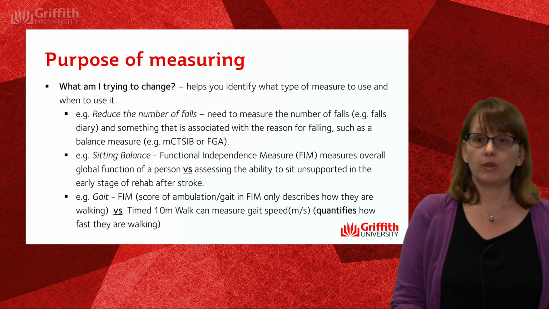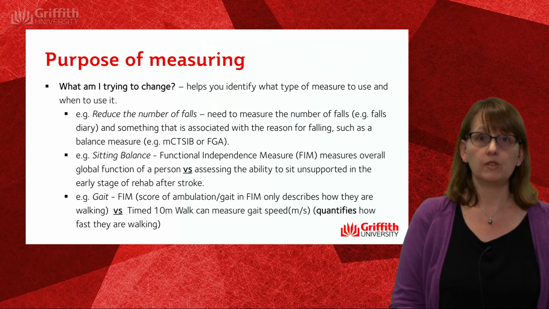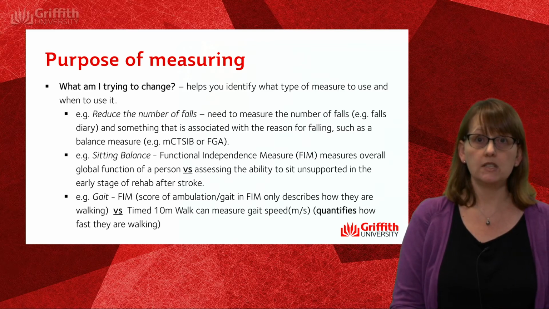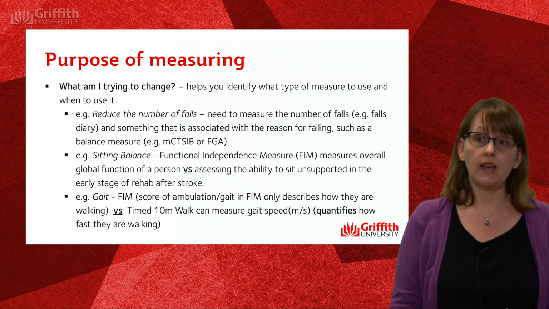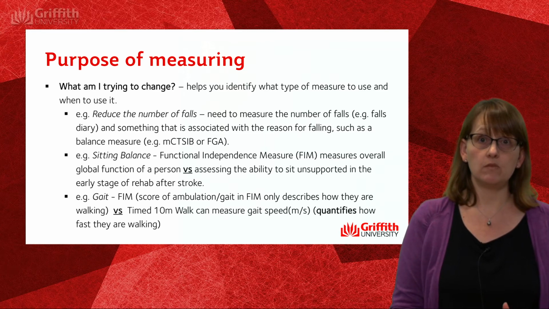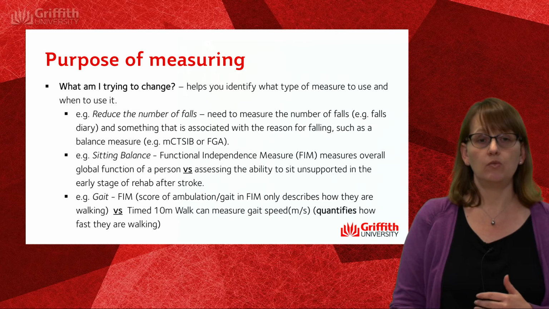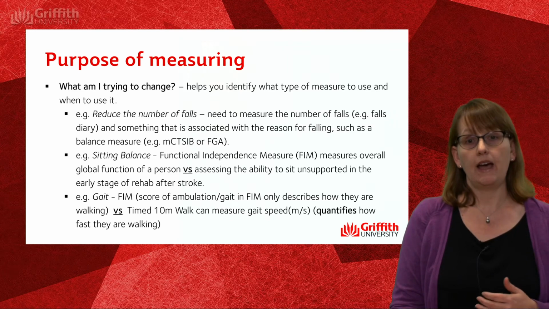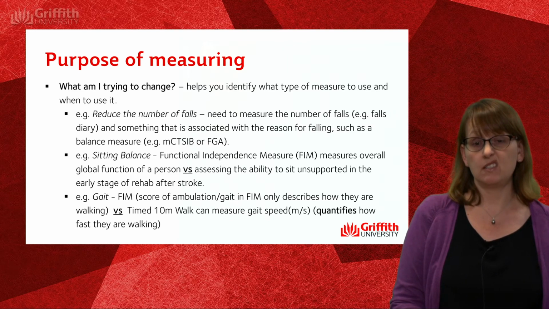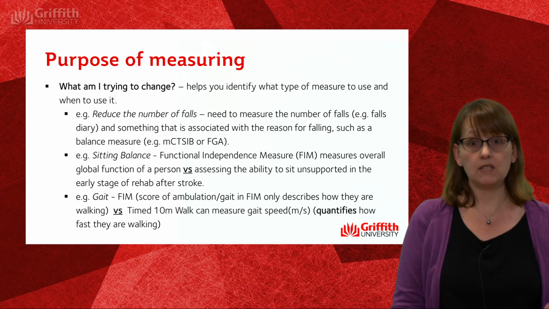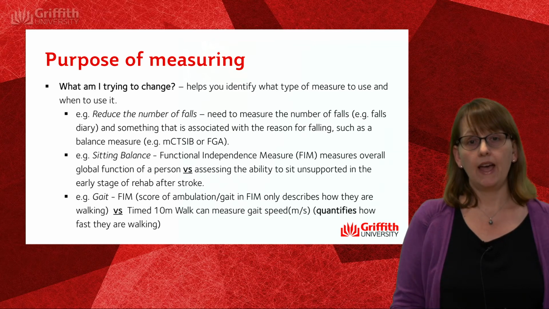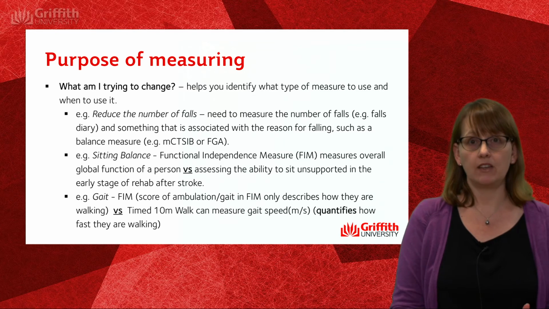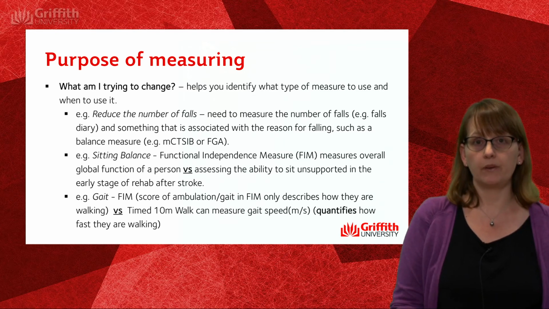So if we're looking at somebody's gait as another example, we could also use the functional independence measure, or FIM, to give them a score of their ambulation or gait using the FIM descriptors. So what we use in that is how many people do they need assistance from? Is it one or two or maximum assist, or are they independent? And what kind of aids are they using in order to be walking?